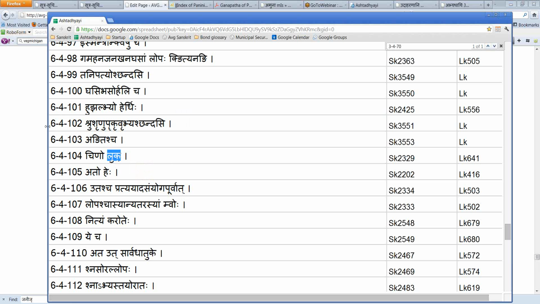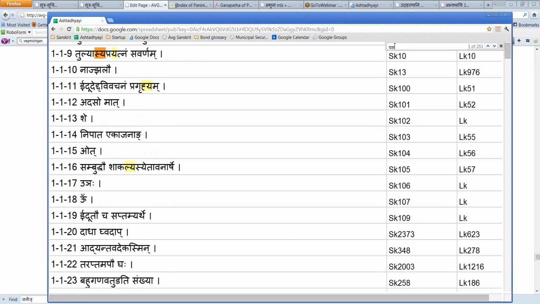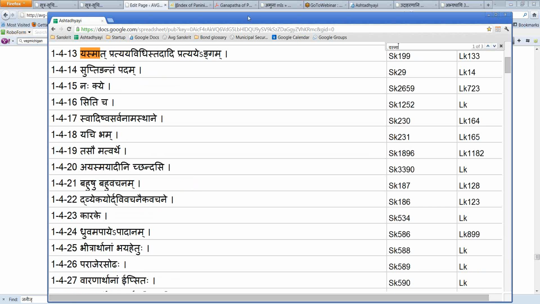Okay, now a very simple sutram, and this is Angasya dikaraha. To create an angam, you require a pratyayaha. Because of what? Yasmat pratyaya vidhi, tadadi pratyaya angam. Right? So what could be the pratyaya over here? As we just said, yasmat pratyaya vidhi tadadi pratyaya angam, 1.4.13.